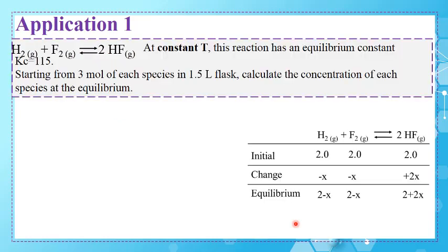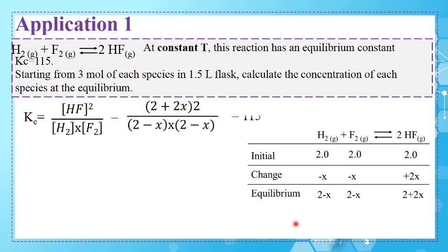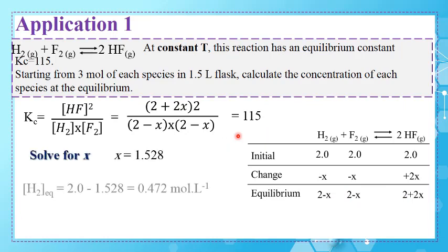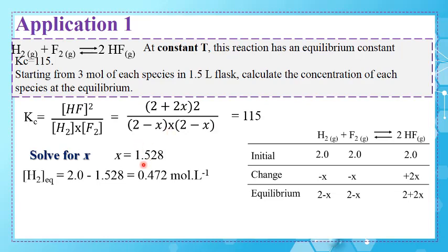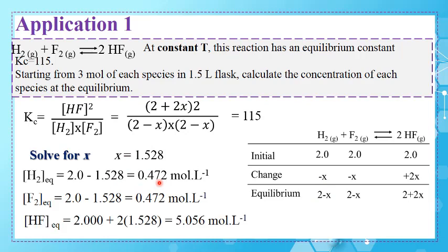The same given is repeated, and this table is copied again. Kc is equal, by applying it in the same way, to the concentration of the product divided by that of the reactant. And here are the quantities at equilibrium. So we will get 2 plus 2x squared over 2 minus x. These values are taken from this table. It's equal to 115. By solving for x, we will find an acceptable value for x, and then we will find the concentration of H2 at equilibrium, that is 2 minus x, which is like this. That of F2 is 2 minus x, and that of HF is 2 plus 2x, which is the following.